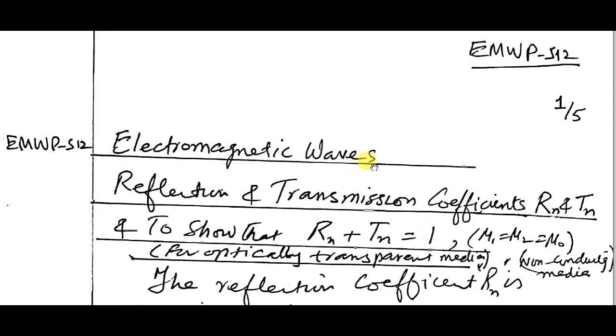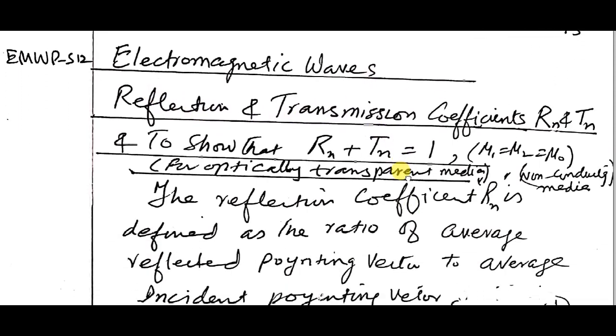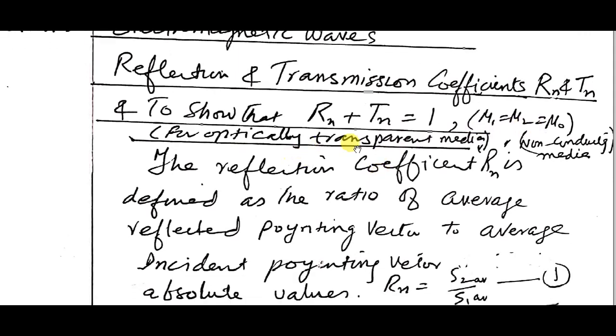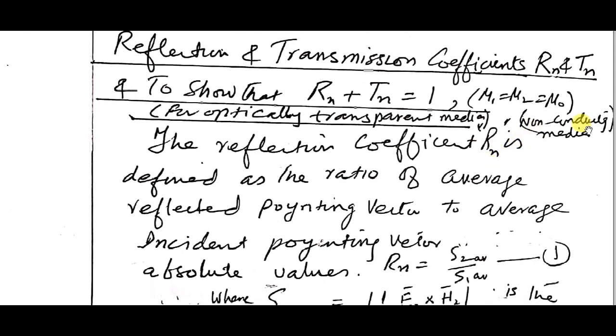Obviously these are the electromagnetic wave reflection and transmission coefficients. We will be later considering that both media, where the waves are reflected and transmitted, are optically transparent: mu1 is equal to mu2 is equal to mu naught, that is, mu r, the relative permeability, is equal to 1 for optically transparent media. And obviously we consider both media as non-conducting.